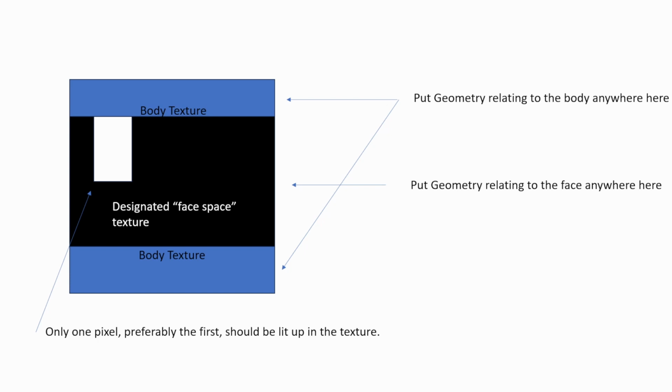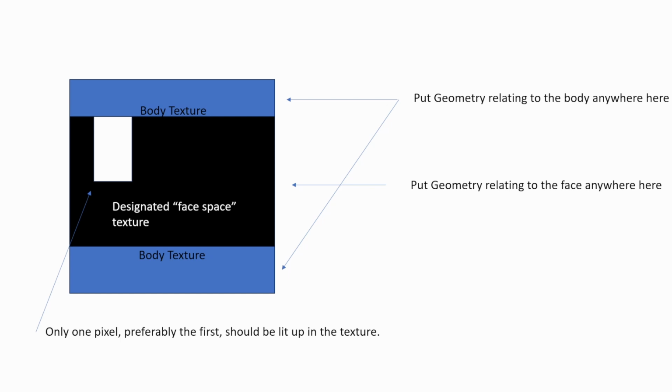So in the blue zones here, you put any geometry that's relating to the body. In the black zone, you put any geometry relating to the face, and the white zone that you see is only one pixel of your fixture lit. So if it's an 8-cell fixture, you divide your shape into 8 pieces and light up just one of those faces. It doesn't matter how it gets done, as long as you have one pixel out of your 8 lit.